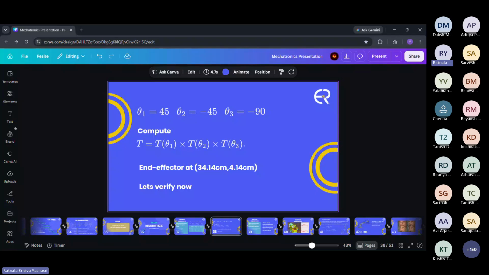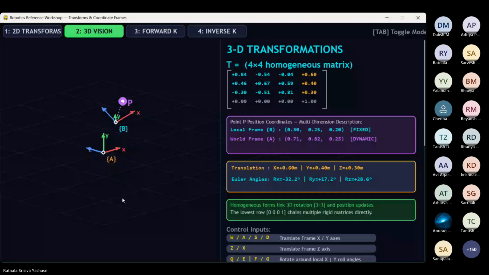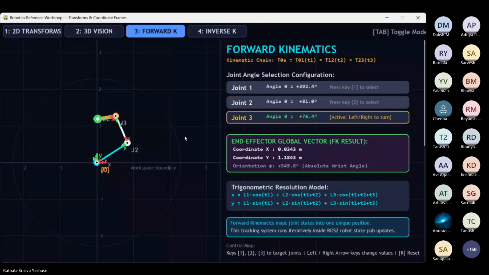Okay, we can also look at this visually. So this is for forward kinematics. I can select each of my joint angles, and what this does internally is the same thing. It multiplies this kinematic chain, T theta 1, T theta 2, and T theta 3, and then outputs the end effector position.